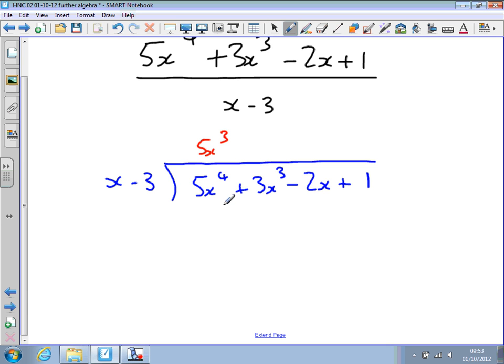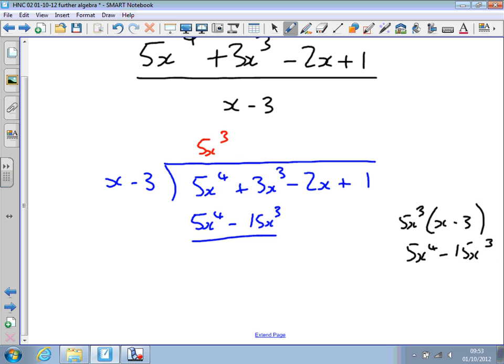What is x minus 3 times 5x cubed? 5x to the 4 minus 15x cubed. So that's what goes underneath, 5x to the 4. Be consistent, 5x to the 4 minus 15x cubed. Don't need to write this down unless you desperately need to, but I'm going to pause to allow you time, okay?